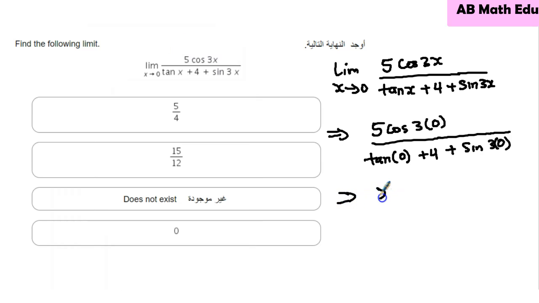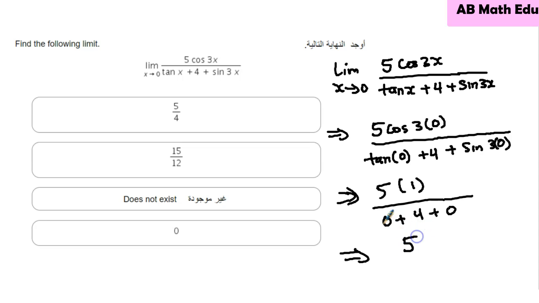This implies that we're going to get 5. The whole of this gives us 1. So times 1 all on 0. Remember, times 0 gives us 0 plus 4. And times 0 also gives us 0. This implies that 5 times 1 is going to be 5. 0 plus 4 is 4. 4 plus 0 is 4. We will get this as an answer. So you just plug it in. If you're not sure, use your calculator.